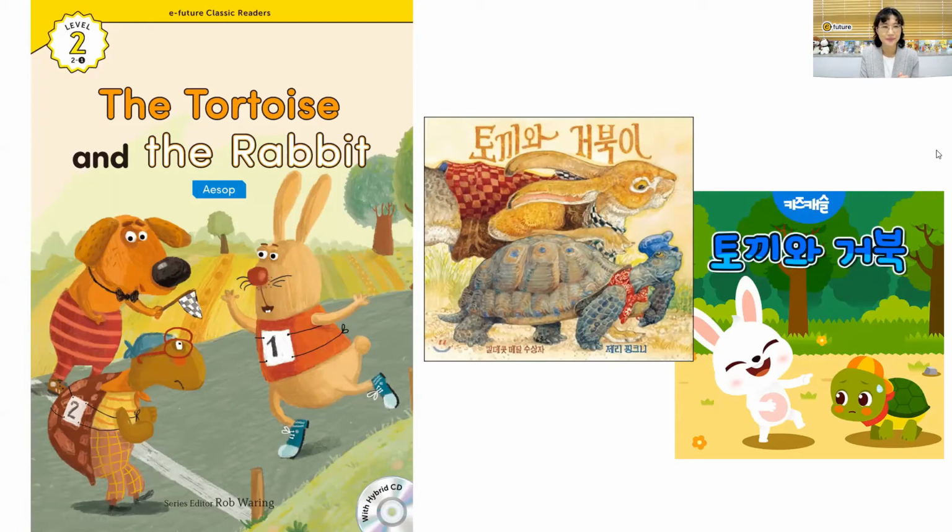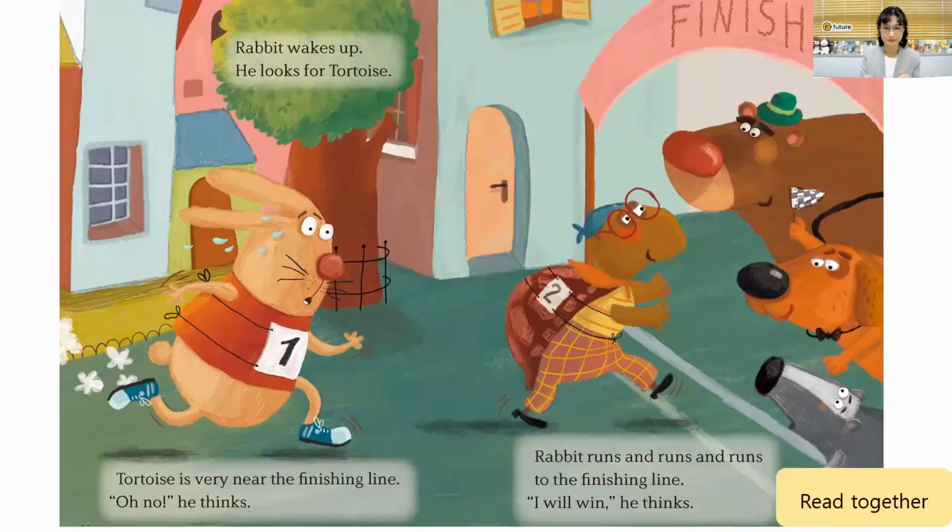So anyway, the tortoise and the rabbit. And I'm sure you know this story, right? Let's read it together. Okay, what's happening here? The rabbit is running, but this is the ending of the story, actually. This is the last scene of the story. The rabbit is running, right? The rabbit is sweating. But who's coming to the finishing line first? The tortoise, right? Yeah, here's the finishing line here.